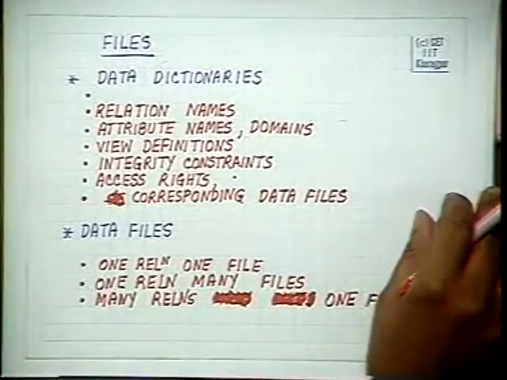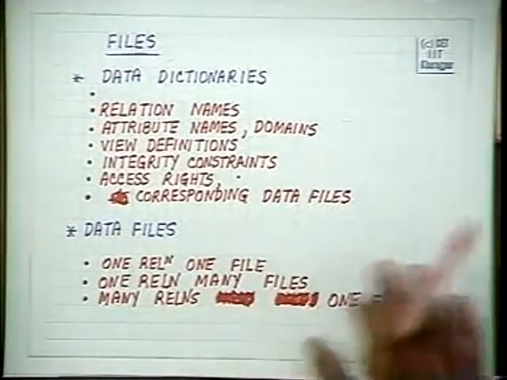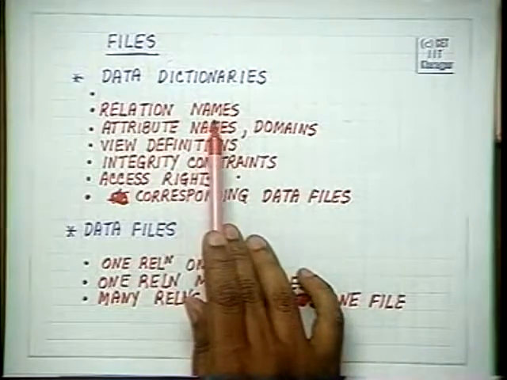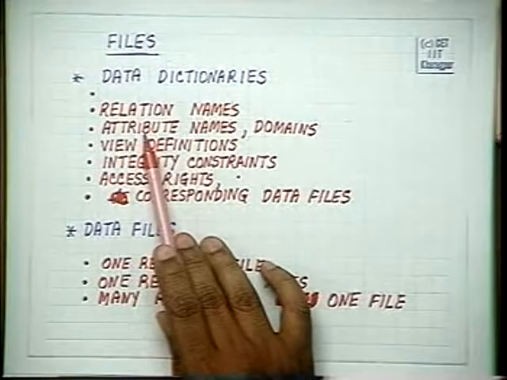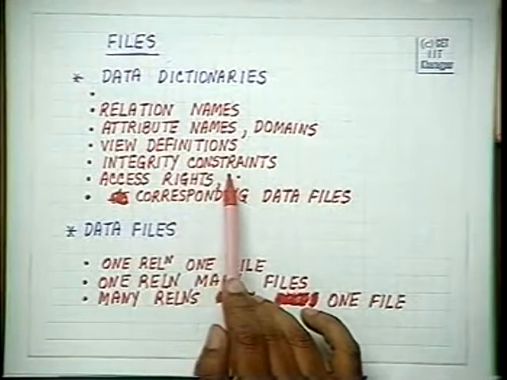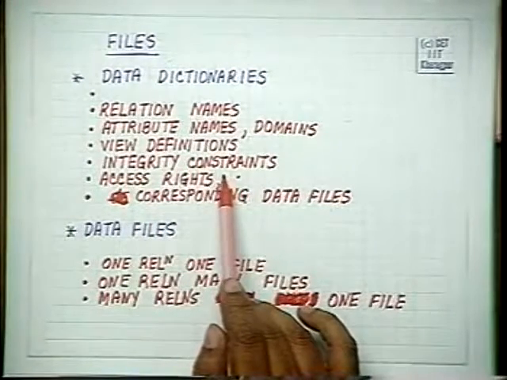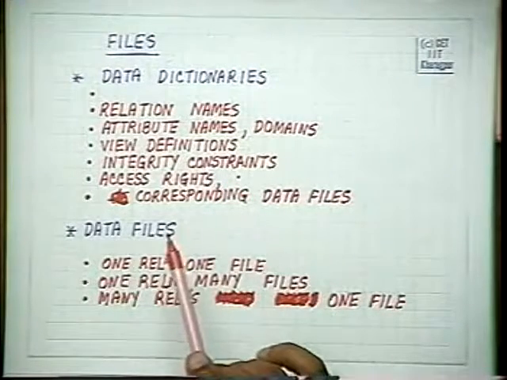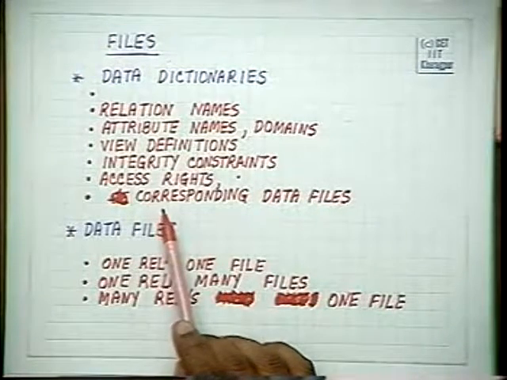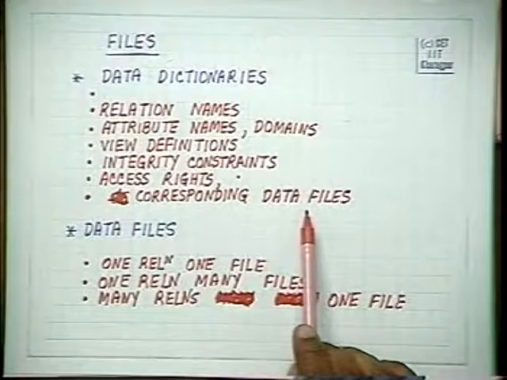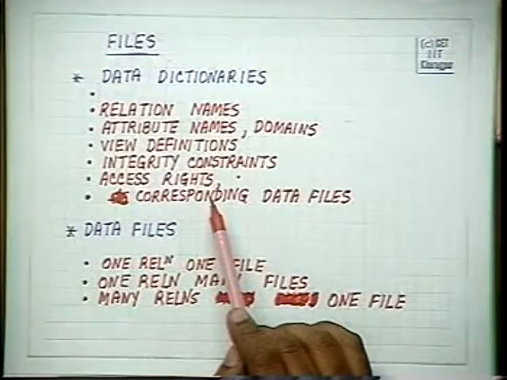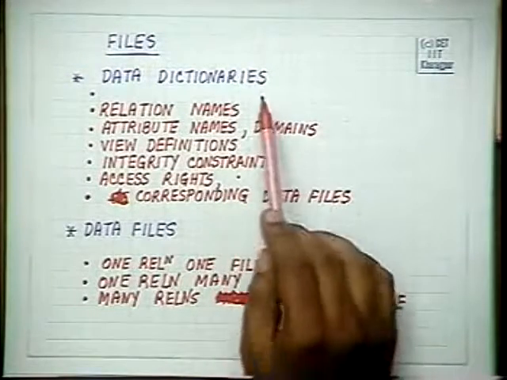and this data dictionary, just like a data definition or a data structure definition, has to store various types of information: the relation names of a particular database, the attributes, their domains, what are the view definitions, the integrity constraints, which include the foreign key relationships, the functional dependencies, and all the other information, the access rights, who can use what type of information, and obviously what are the corresponding data files of each and every relation. This will be stored in a file organization, which is called the data dictionary.